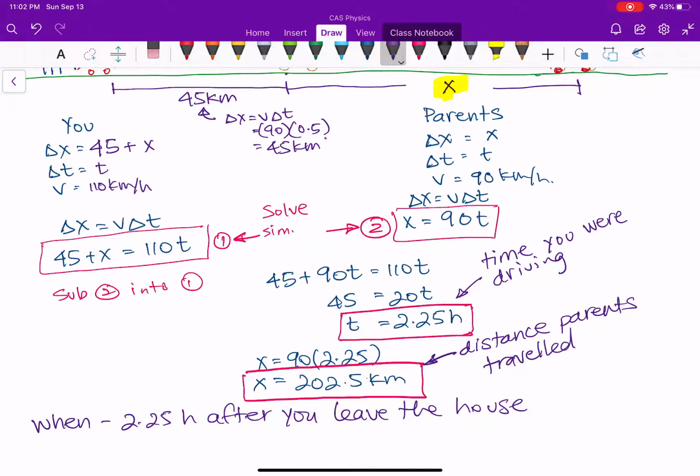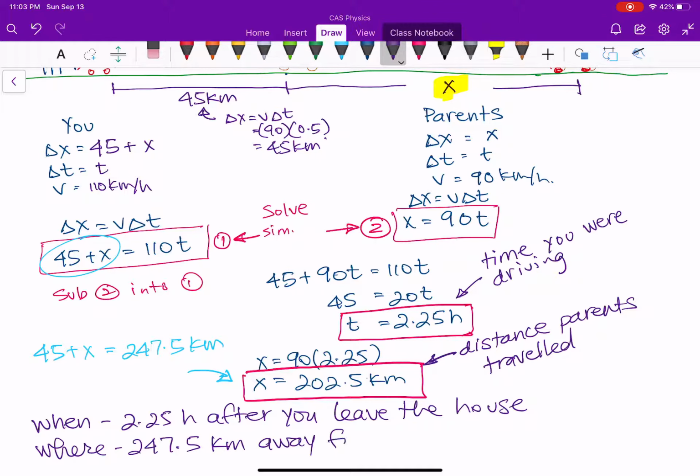And in order to find where, you're going to have to add, so for your distance, let me just do this over here. For your distance, you're going to have to say 45 plus x, right? Because that's basically what we found here is equal to 202.5 plus 45 equals 247.5 kilometers. So the where, you can say it's 247.5 kilometers away from home.